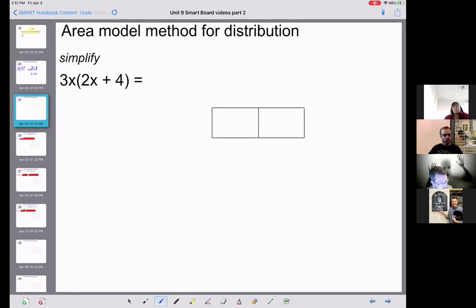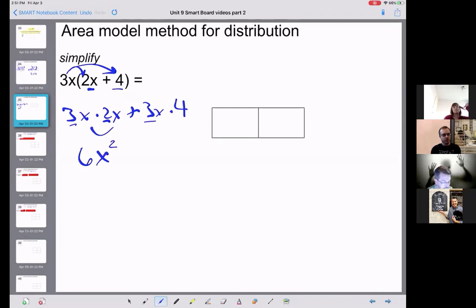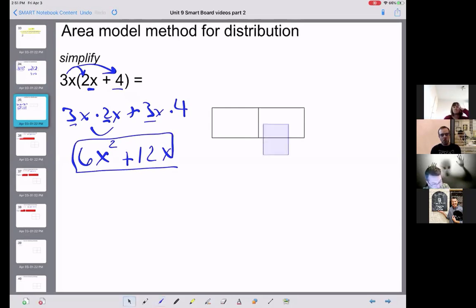We have 3x being multiplied by the binomial 2x plus 4. Again, I could do arrow language and do 3x times 2x plus 3x times 4, and then simplify that. 3 times 2 is 6, x times x is x squared, and 3 times 4 is 12, and bring the x. And so there is my answer. But really quickly to show the area model again, I could put the terms out front here. So if I erase that, get that out of your way.